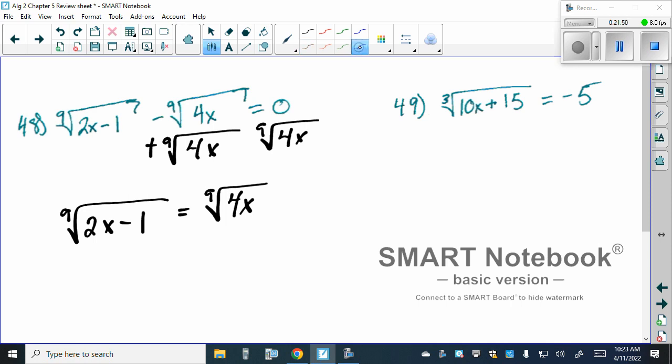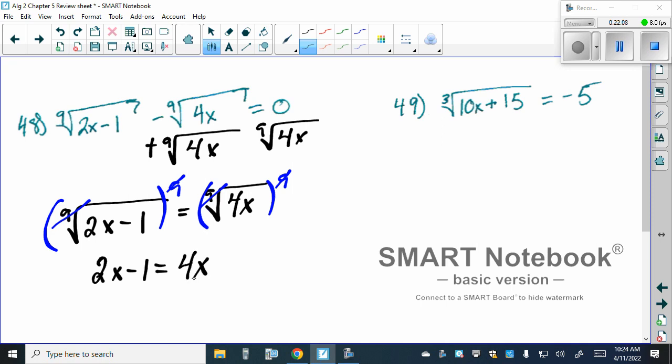Okay, now we need to apply the 9th power to both sides. The one on the left, the 9th root and 9th power cancel. On the right, the 9th root and 9th power cancel, telling us that 2x minus 1 is equal to 4x.